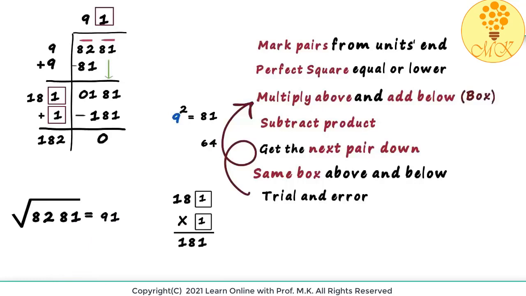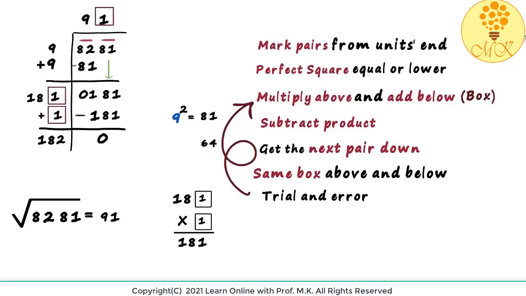Trust me, it's not difficult. It's just a little lengthy. Let's review what we just did. We marked pairs from the unit's end, which gave us 2 pairs, 82 and 81. Then we choose a perfect square which is equal to or lower than the leftmost pair, 82. We found out that 81 is the closest square. We write its square root to the left. Then we multiply it above. 9 multiplied by 9 equals 81. And added below, 9 plus 9 equals 18. And with 18, we leave space for one more digit.